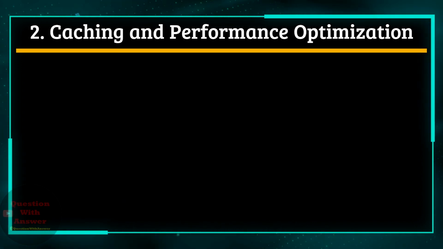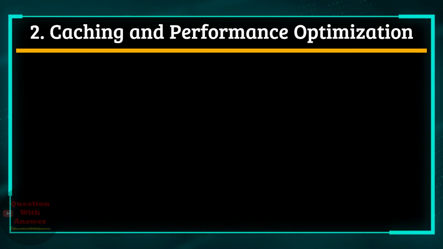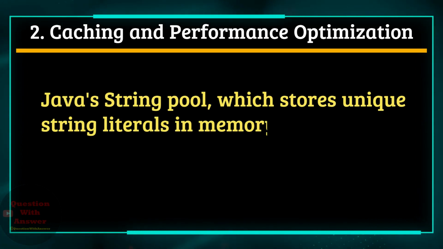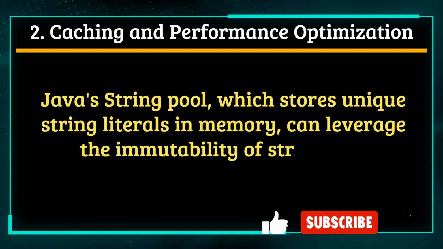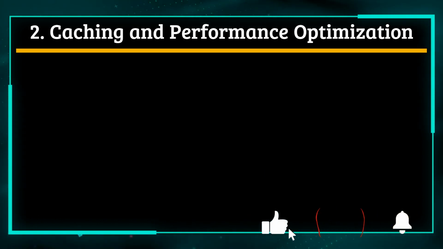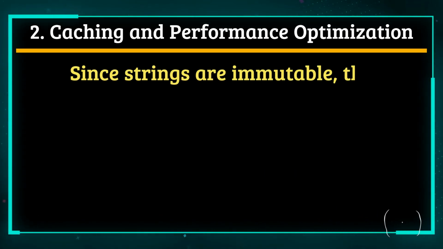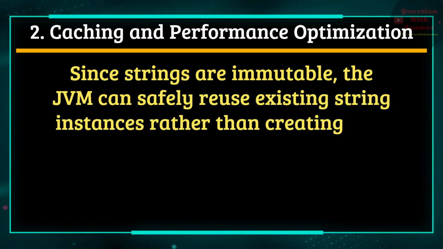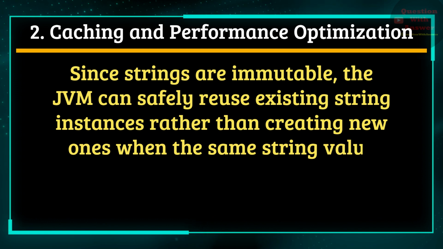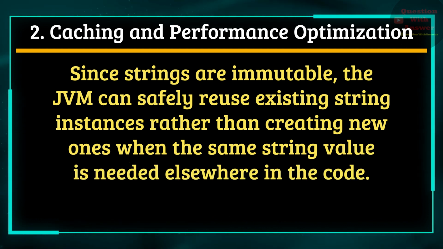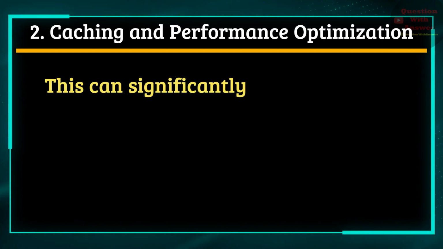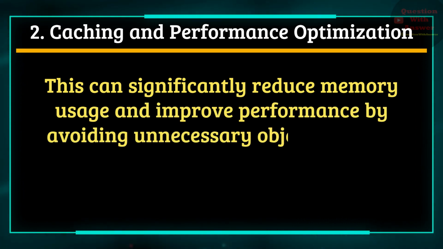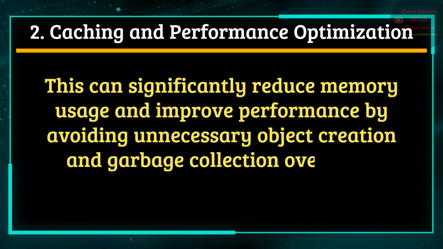2. Caching and performance optimization. Java's string pool, which stores unique string literals in memory, can leverage the immutability of strings for caching purposes. Since strings are immutable, the JVM can safely reuse existing string instances rather than creating new ones when the same string value is needed elsewhere in the code. This can significantly reduce memory usage and improve performance by avoiding unnecessary object creation and garbage collection overhead.